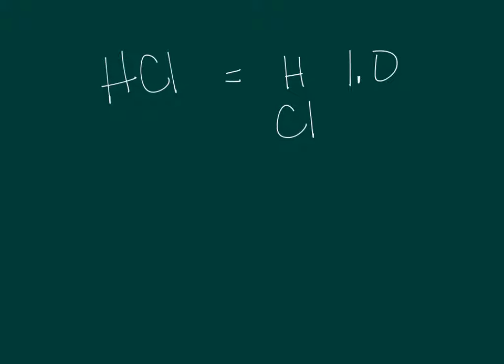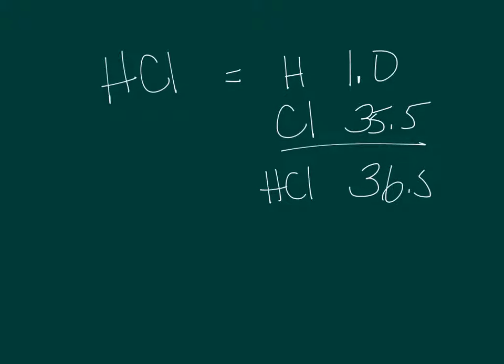Now you'll also need to be able to write the molar mass. So let's look at HCl. The molar mass of HCl is, looking at the periodic table, hydrogen is 1.0, chlorine is 35.5, so the molar mass of HCl would be 36.5 grams per mole.